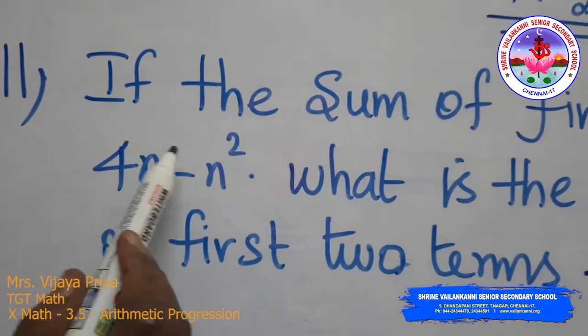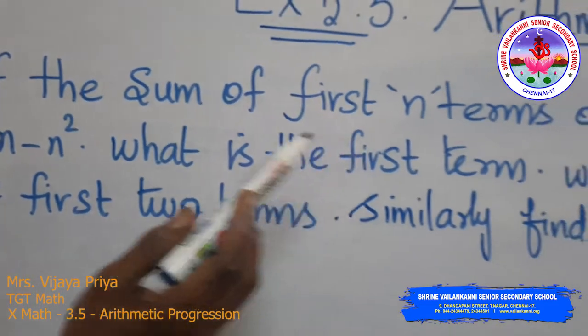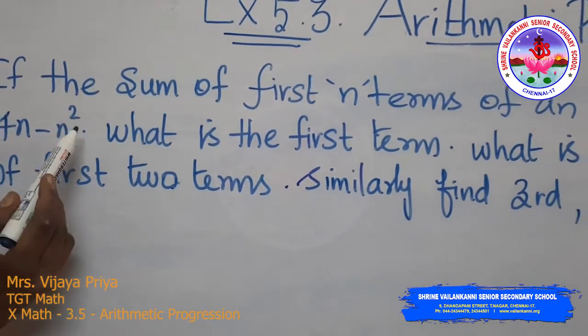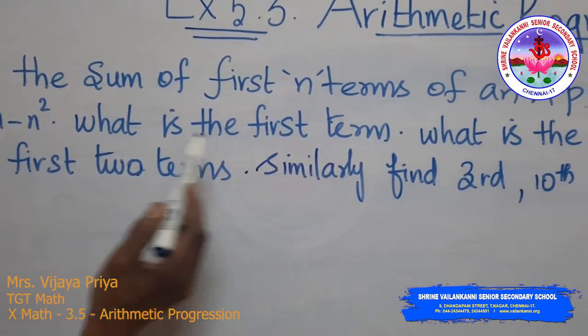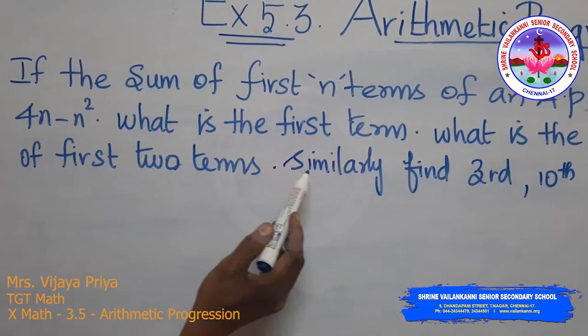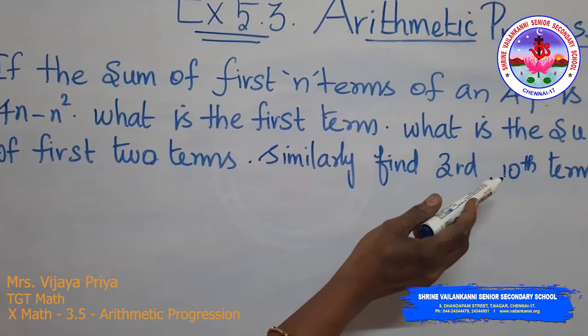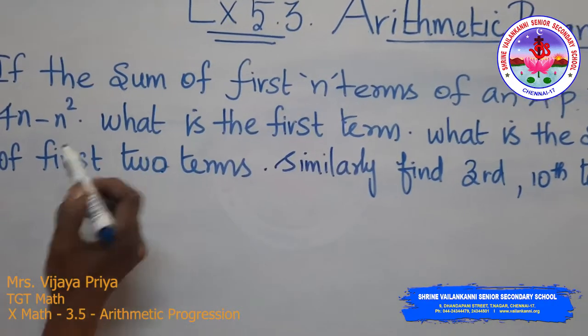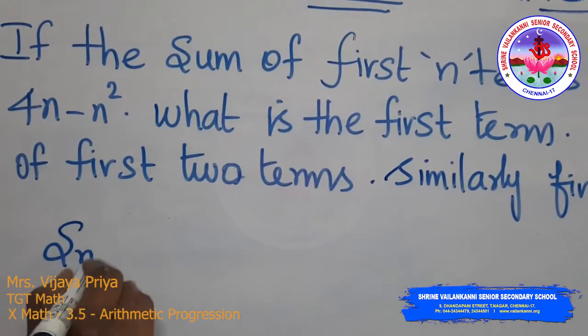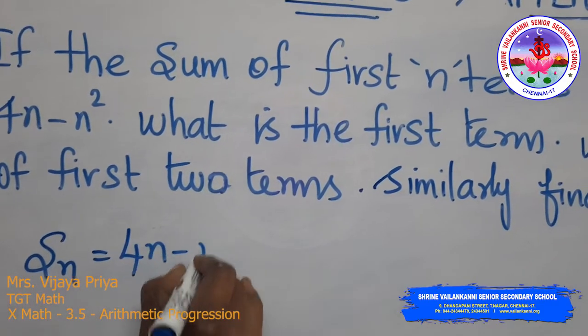11th problem. If the sum of first n terms of an AP is 4n minus n squared, what is the first term? What is the sum of first two terms? Similarly, find the third term and the 10th term. So in this problem, he has given Sn is equal to 4n minus n squared.